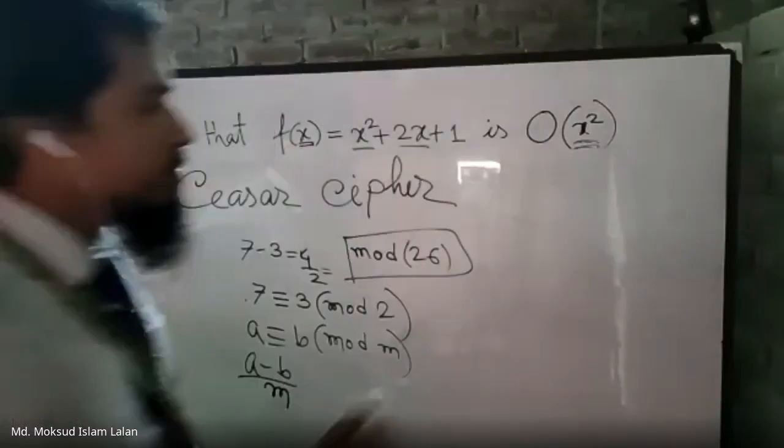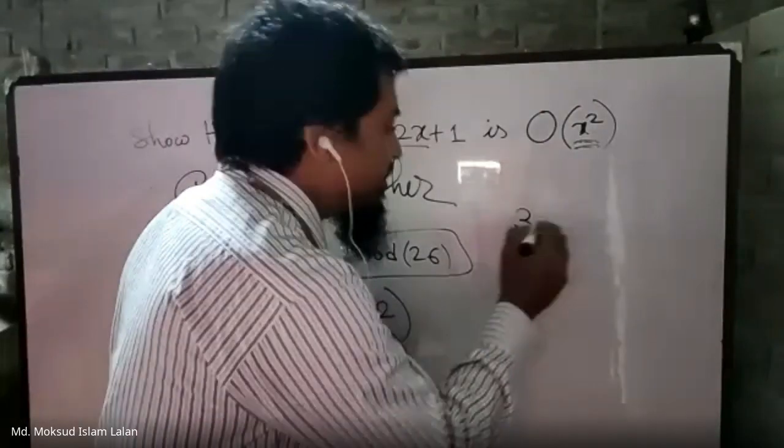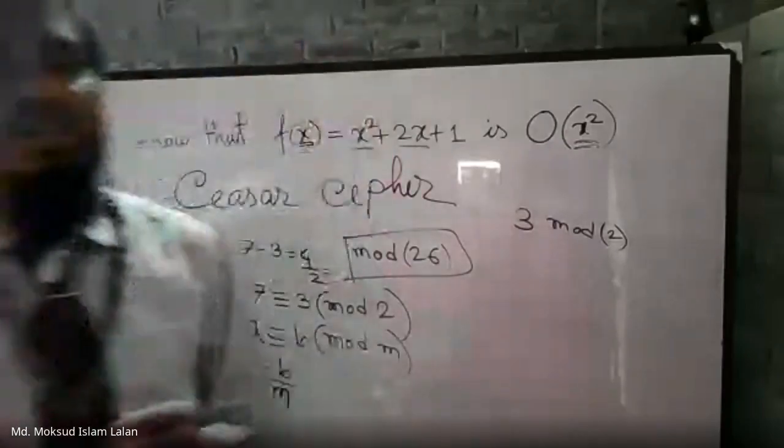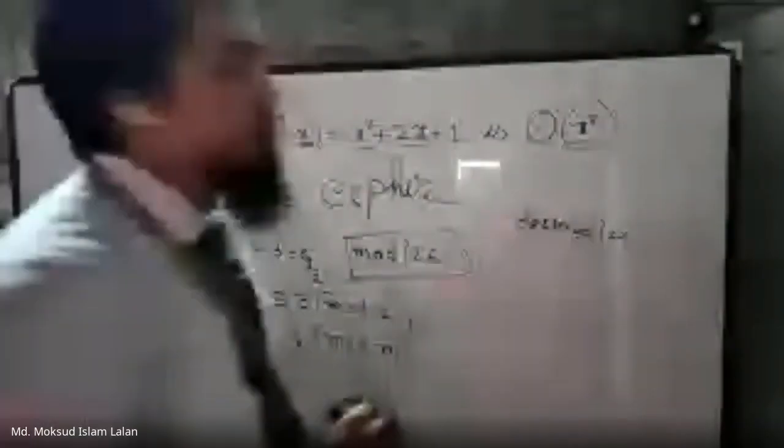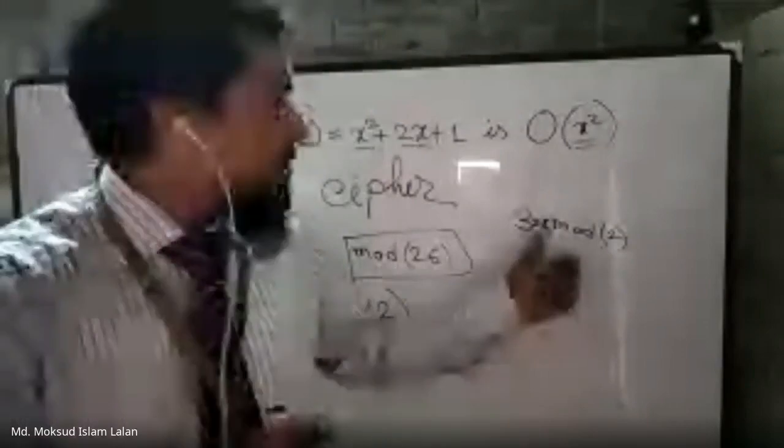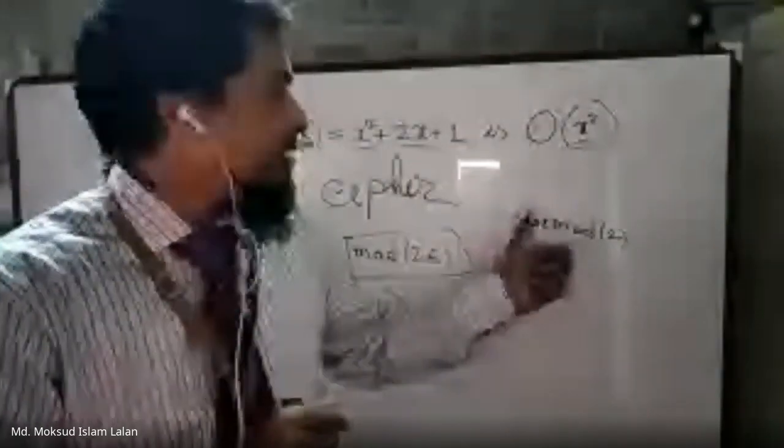Zero. Yes, sir. Now coming to the point, if 3 mod 2, then what will we write? 3 is congruent to 2 mod what? Sir, the remainder will be 1. I mean 3 is congruent to 1 mod 2. Here remainder is 1, you have to subtract first. So 3 minus 2 equals 1.